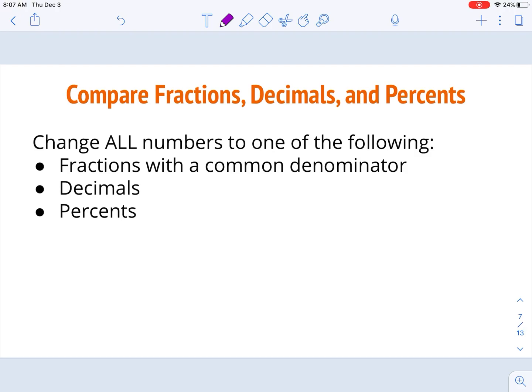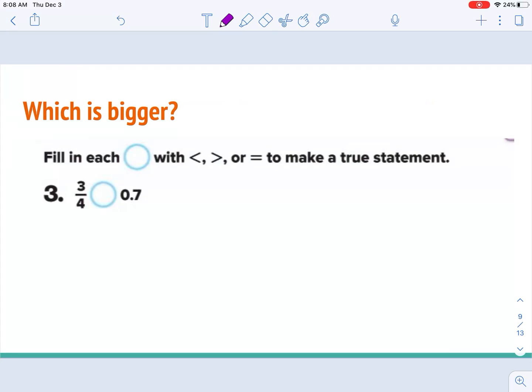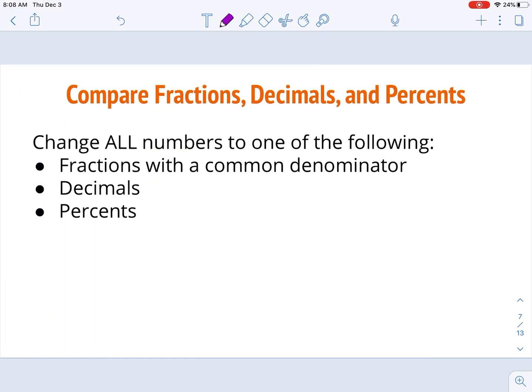All right, sometimes you won't be just comparing fractions, though. Sometimes you'll be comparing fractions, decimals, and percents to each other. So here's an example where we want to compare 3/4 to 7/10. Let's look at what the steps are. It says change all the numbers to one of the following. So we can change the numbers to fractions, or decimals, or percents. We get to kind of choose what we want to do.